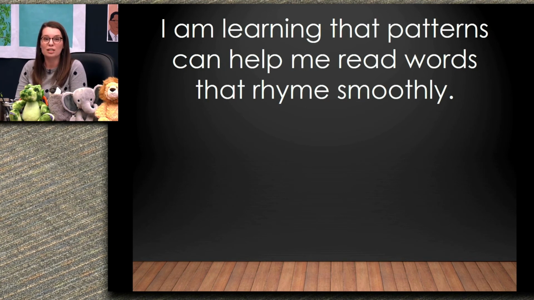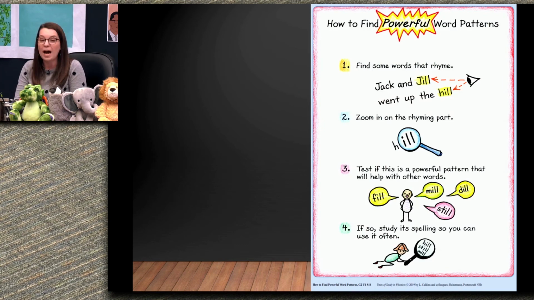Now, as you go off to your independent reading today, I want you to notice patterns and see how the patterns can help you read words that rhyme smoothly. You can also use this in your writing, and you'll remember that we can find powerful word patterns to help us write words correctly. You can find some words that rhyme, zoom in on the rhyming part, and test if this is a powerful pattern that will help with other words. And if so, you study its spelling so you can use it often.